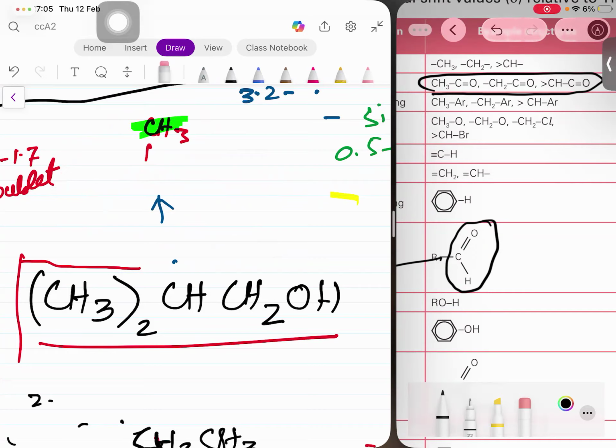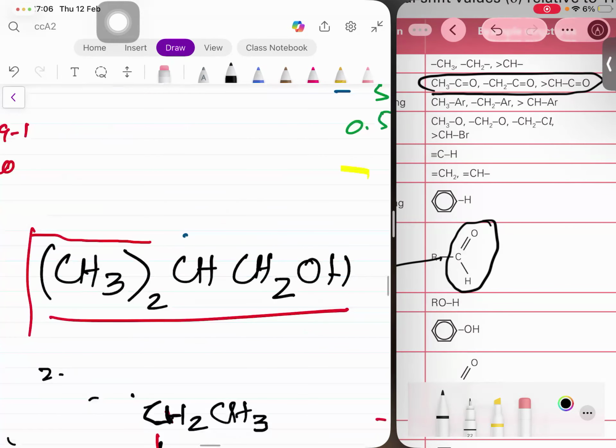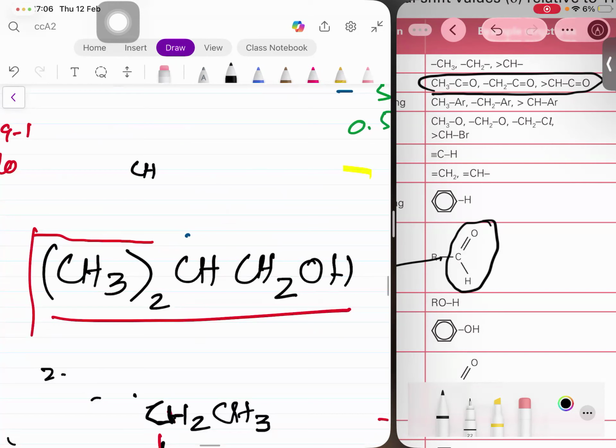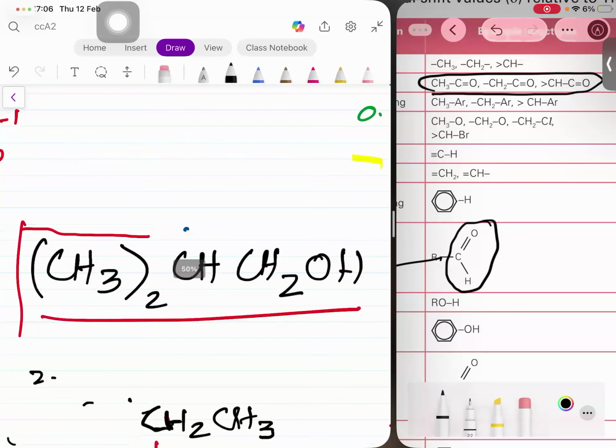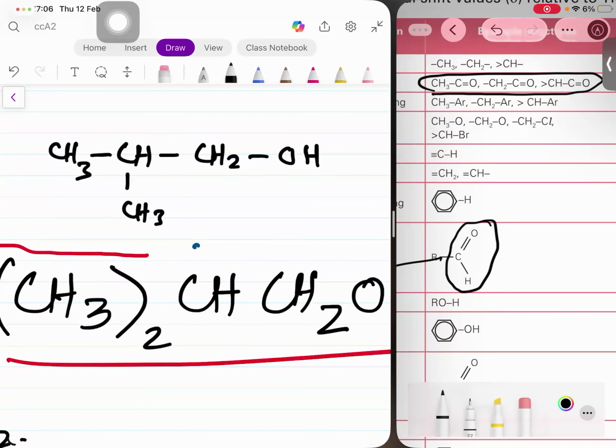4 peaks in the proton NMR spectrum. Has anyone from here also said 4? Has anyone said 3? Yes. Okay, now I'm going to draw the whole structure. Lelma, you said 3? Okay, so here is the whole structure. This is CH, having 2 CH3s attached. And then this is CH2, and this is OH.